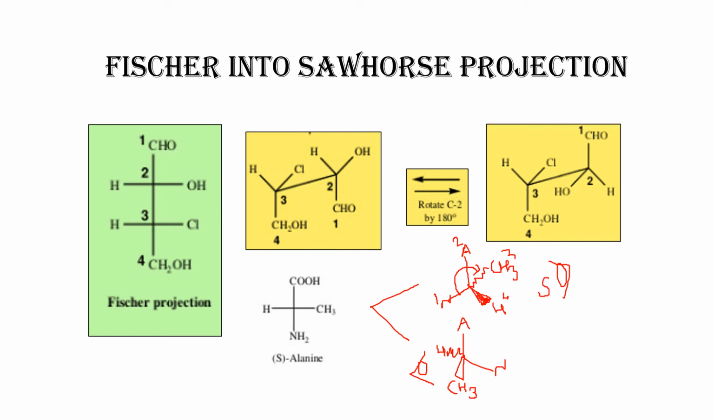And another way, this one here, this is the first one, this is the second one, and this is the third. How to write it? 1, 2, 3. Okay. Here, this is the S configuration. These are the two ways we can write this S-alanine Fisher projection. I'm sure that you will be very clear.